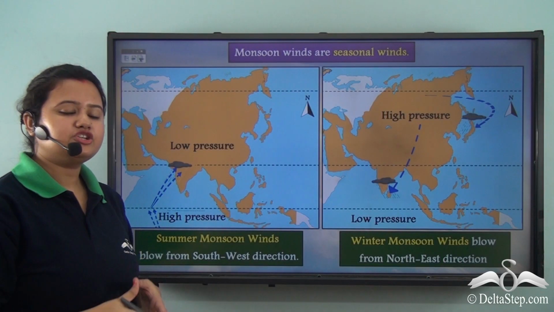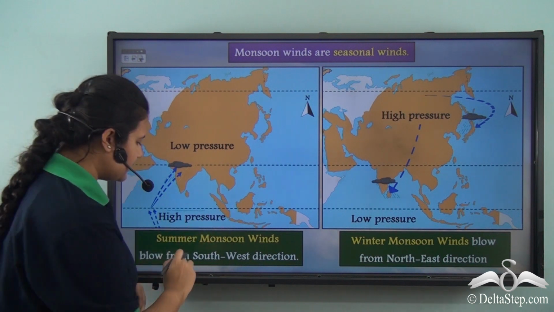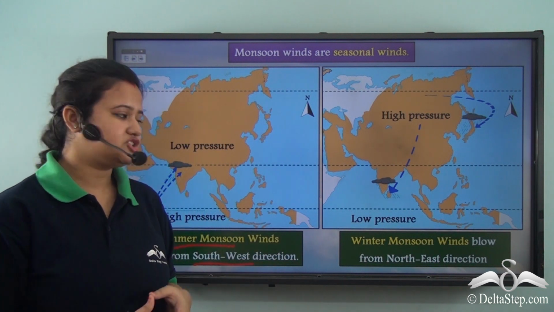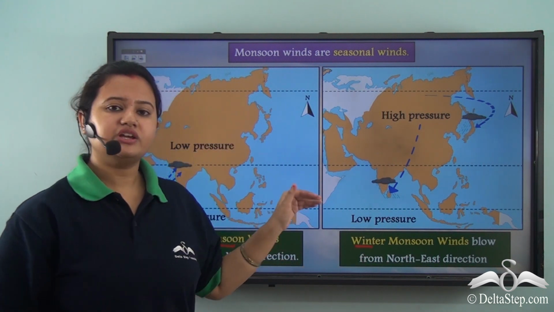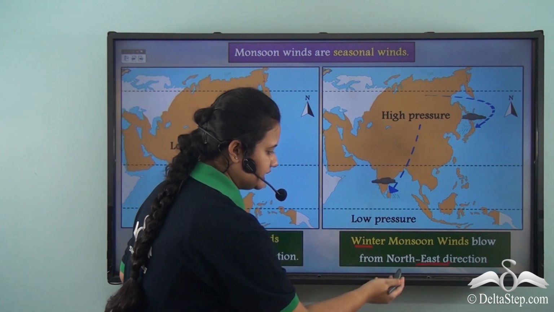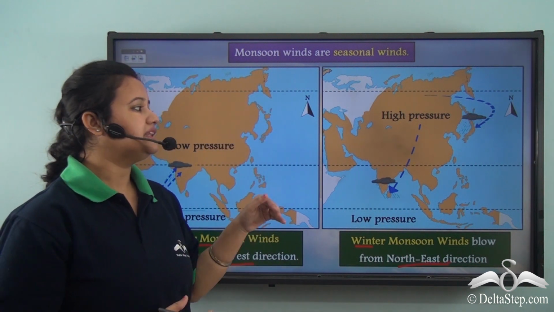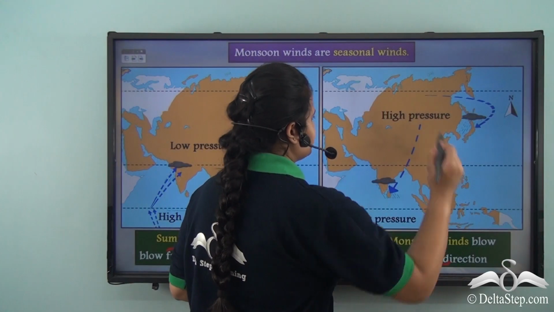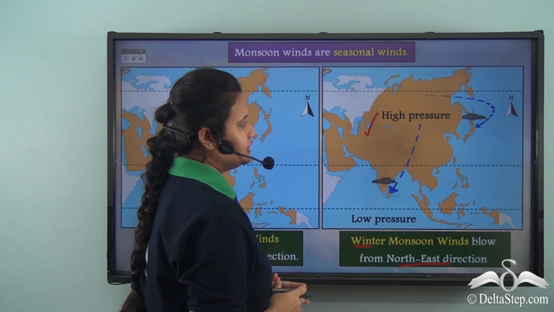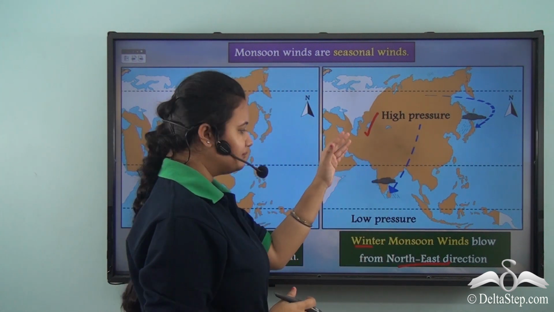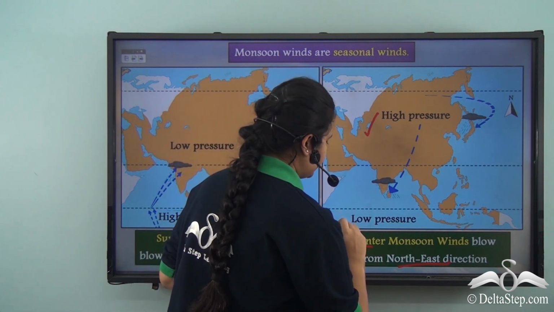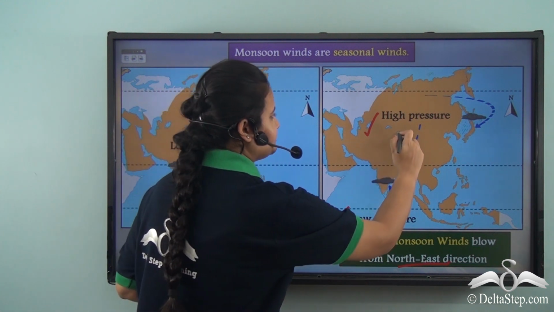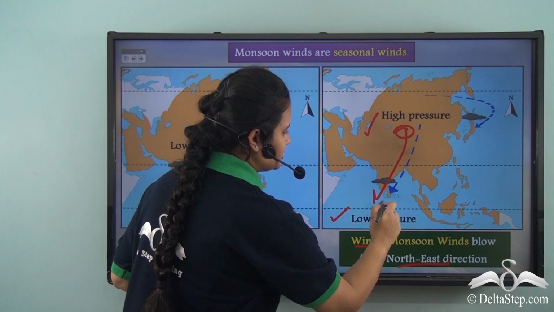So just now I mentioned that the summer monsoon winds come from the southwest direction, but these winds change their direction during winter. That is, during winter they blow from the northeast direction, and this happens because the temperature and pressure conditions get reversed during winter. During winter, the landmass has lower temperature and a high pressure region exists over the landmass, whereas the water bodies are comparatively warmer, so a low pressure region exists over the water bodies. So the winds prevailing over the land proceed towards the water bodies.